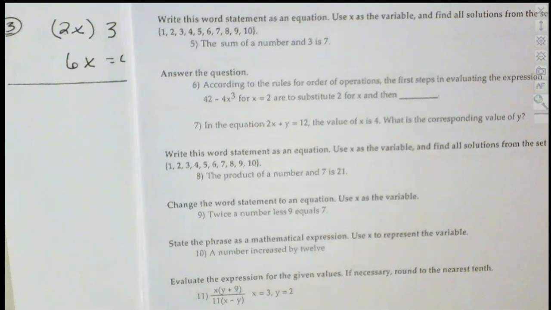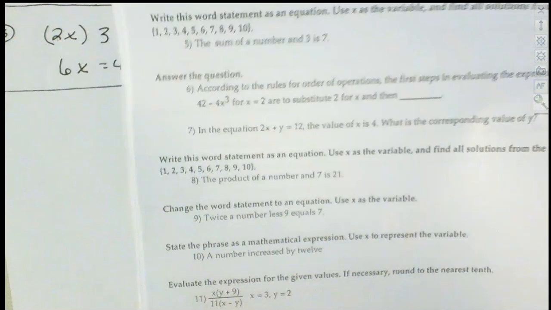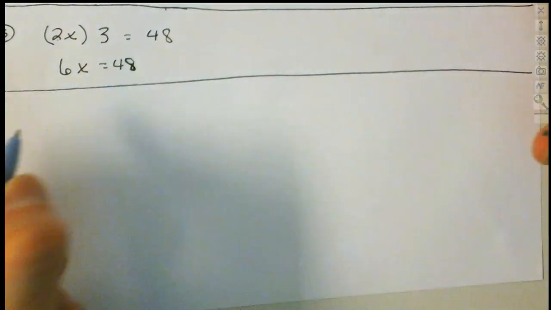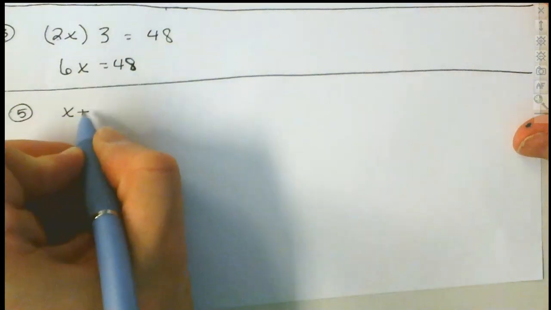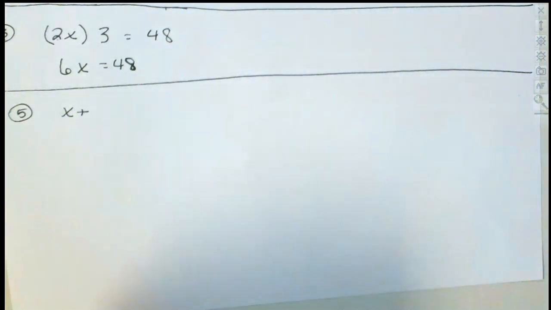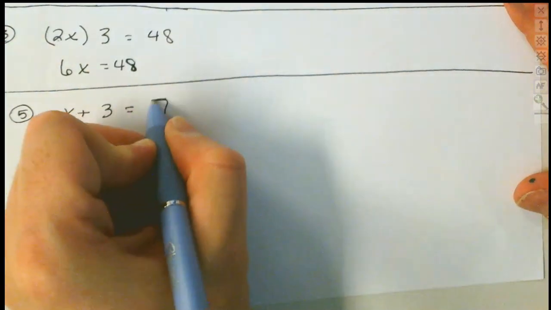So we're going to write this as an equation, so we will have an equal sign. So question 5 says the sum of a number and 3 is 7. Sum means add, so we're looking at the sum of a number and 3. So sum of a number and 3, that would be what now? Okay, x plus 3. And "is" means equals again. What does it equal? 7.